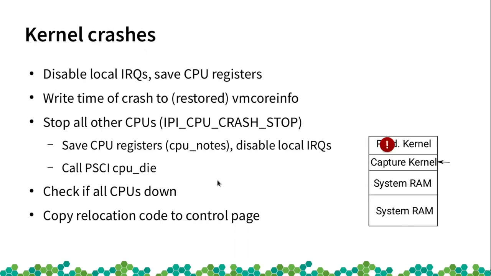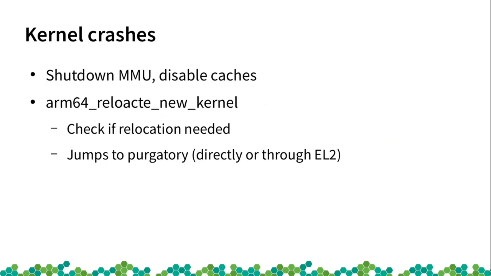Then it checks that all CPUs are actually down, because sometimes this doesn't work that well. And if not all the CPUs are down, it gives some warning, but it doesn't stop anyway, because everything is already lost. So it copies a relocation code to the control page. That's what was allocated before. It shuts down the MMU and disables the caches, and then it actually starts the relocation code, which is ARM64 relocate new kernel in the case of ARM64.